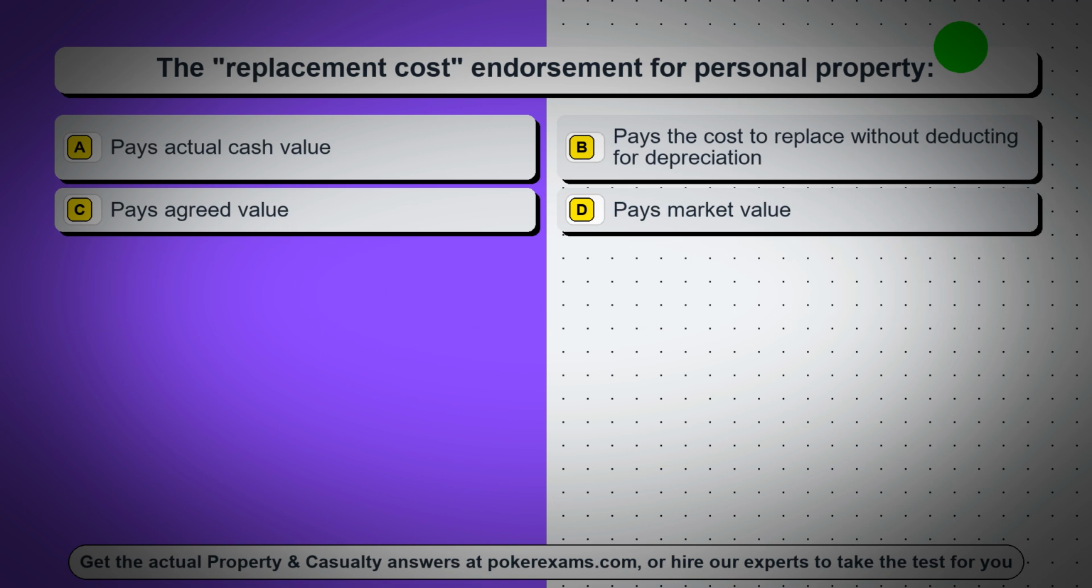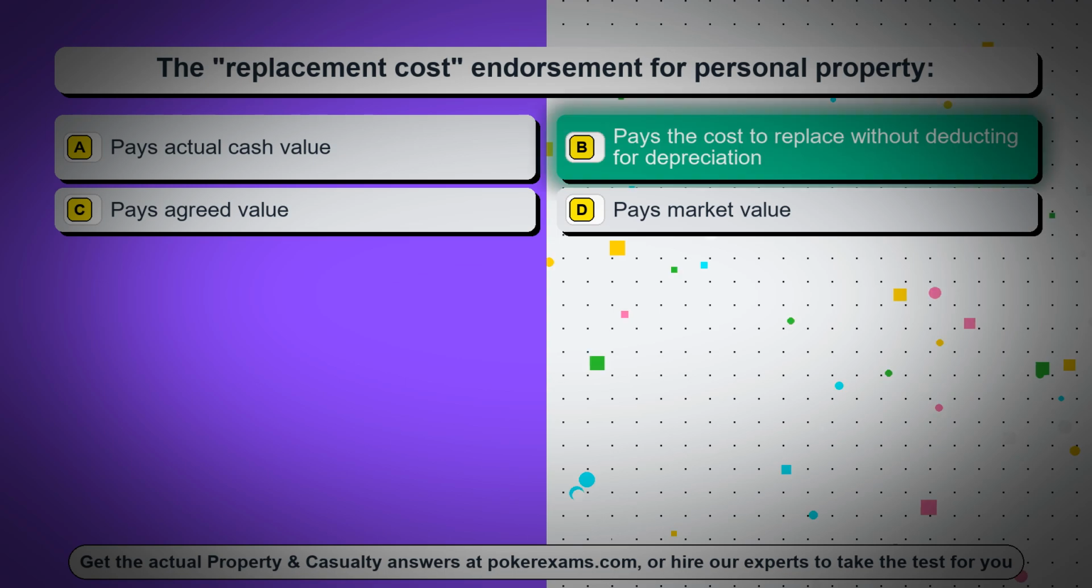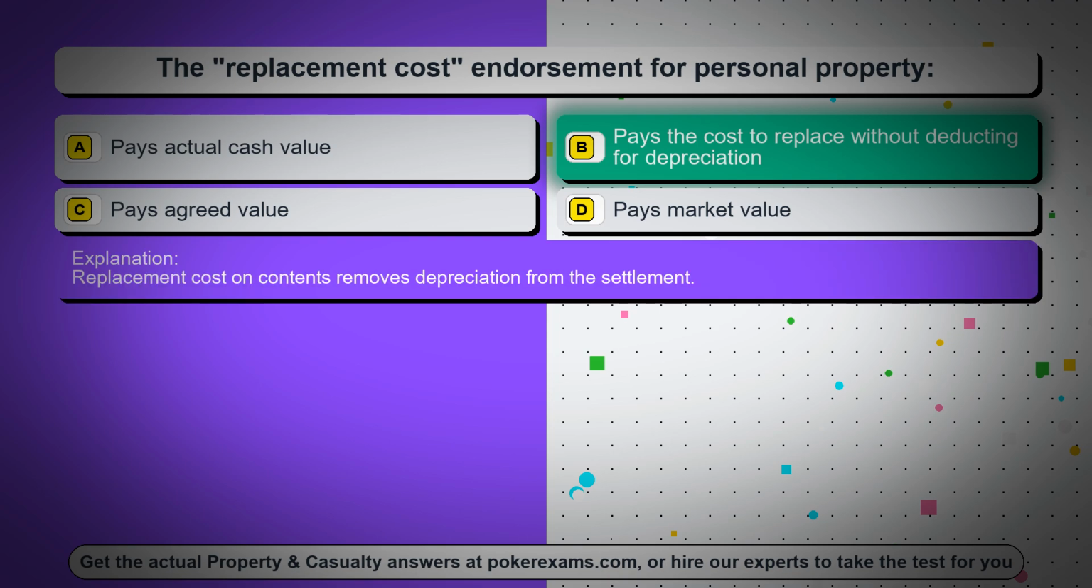Question 29. The replacement cost endorsement for personal property. Option A, pays actual cash value. Option B, pays the cost to replace without deducting for depreciation. Option C, pays agreed value. Option D, pays market value. The correct answer is option B, pays the cost to replace without deducting for depreciation. Replacement cost on contents removes depreciation from the settlement.